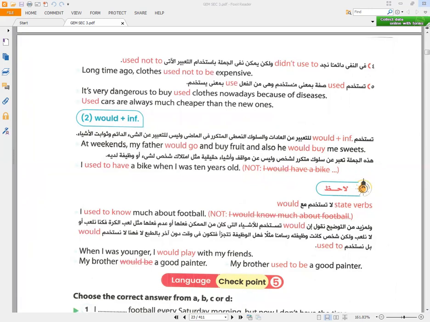Used, you can use it as an adjective. It's very dangerous to buy used clothes nowadays because of diseases. Used cars are always much cheaper than the new ones.